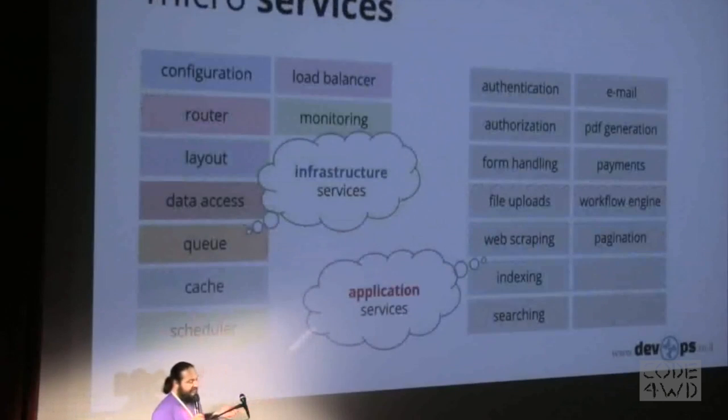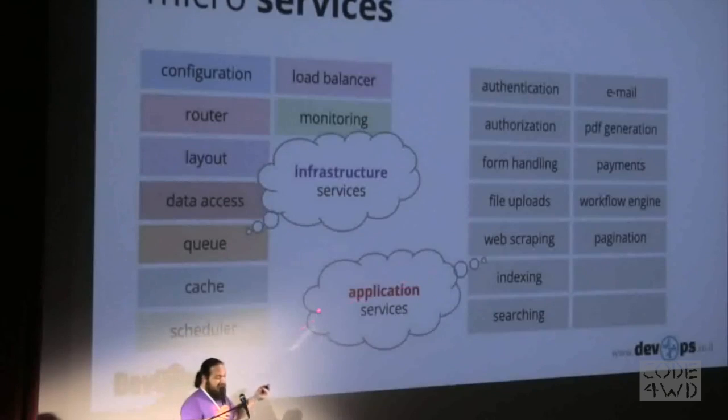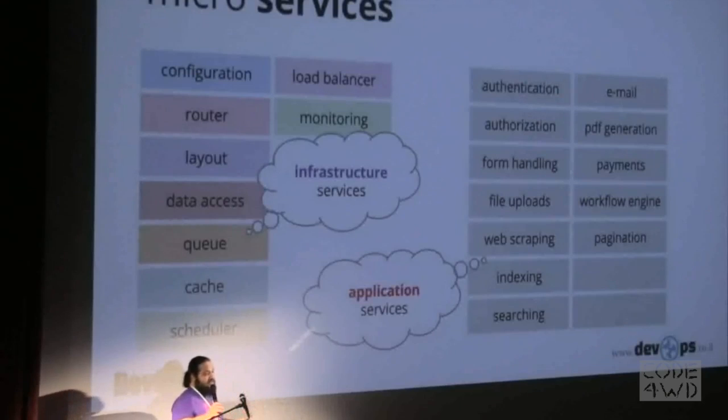This is an example of microservices. You might think microservices is just the side that is part of my application, but actually it's also the side that is infrastructure, the operational side. Where is the configuration stored? How do you access your data, the queue? We heard the talk about Rabbit in queue before. Is that a service? Yes, it's a service. Does it need to be managed?